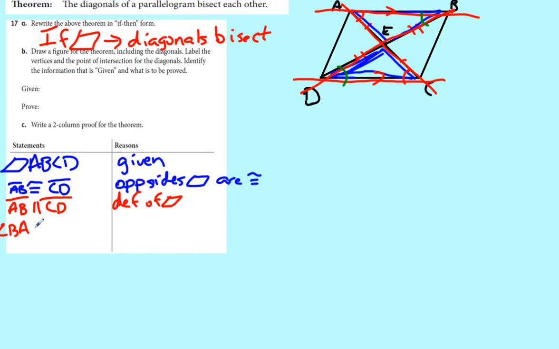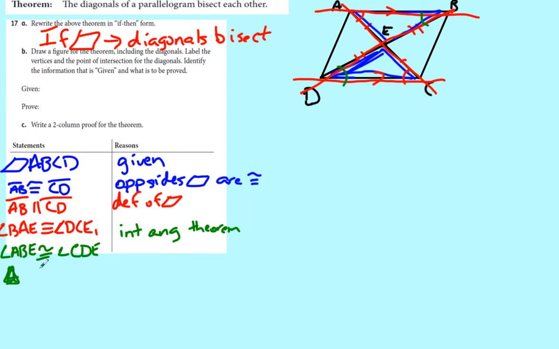So we can say angle BAE is congruent to this one on the other side, DCE, comma, and then we can say green angle ABE is congruent to this triangle CDE, which doesn't sound as fun as Abe. And both of those are just, what do we want? Interior angles theorem. Okay, so that gives us an angle and a side and an angle. So now we can say that triangle ABE is congruent to triangle CDE. That's by angle, side, angle.